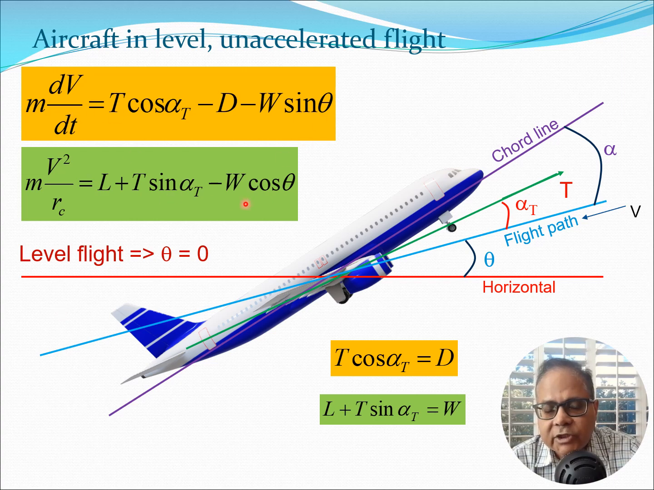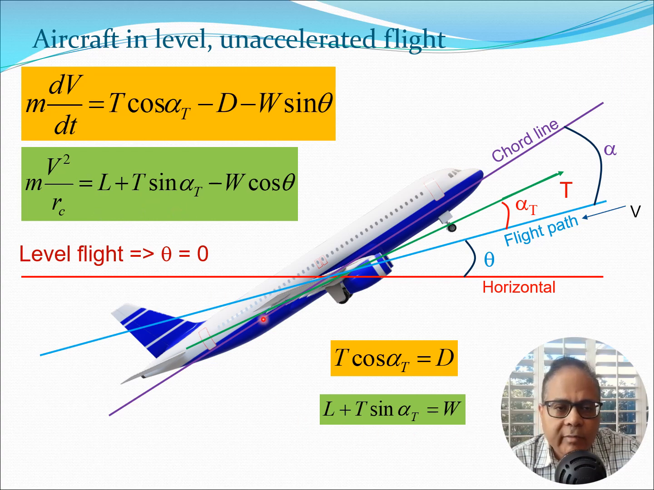Let's start with this equation here, and I introduce two words: level unaccelerated flight. The fact that no acceleration is there means that the left hand side of these equations can be removed, so these become 0. Level flight means that theta is 0, so the angle theta between the flight path and the horizontal becomes 0. If I substitute that in these two equations, I get these equations here. The first equation simply becomes T cos alpha t minus D equal to 0, so T cos alpha t equals D, and the second equation becomes L plus T sine alpha t equal to W.